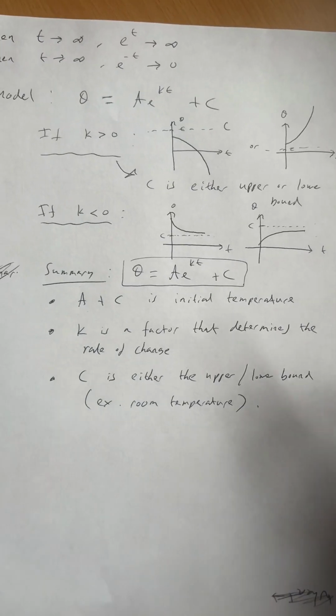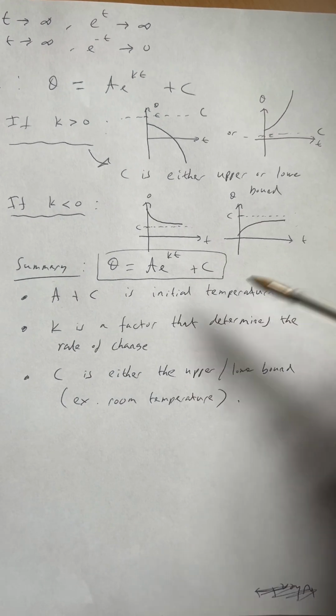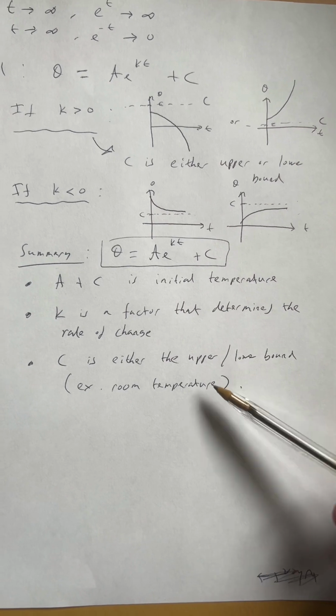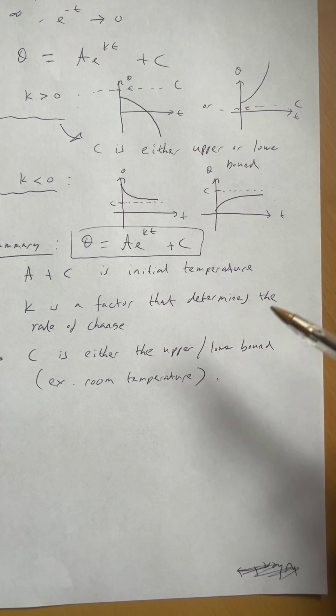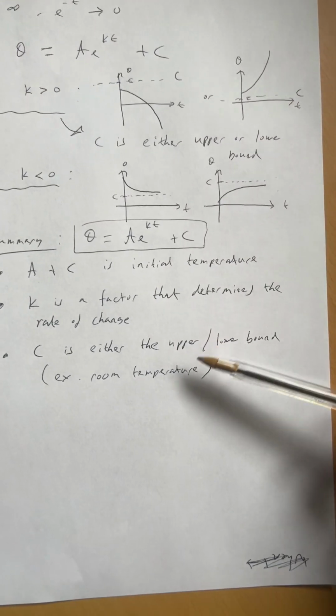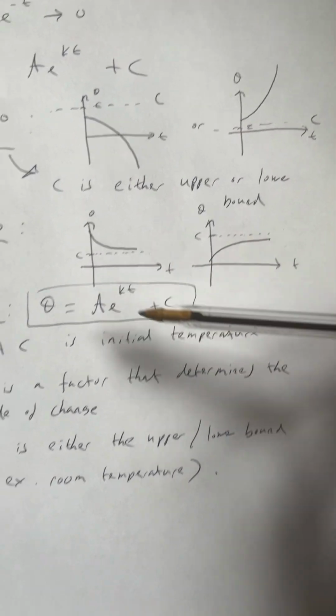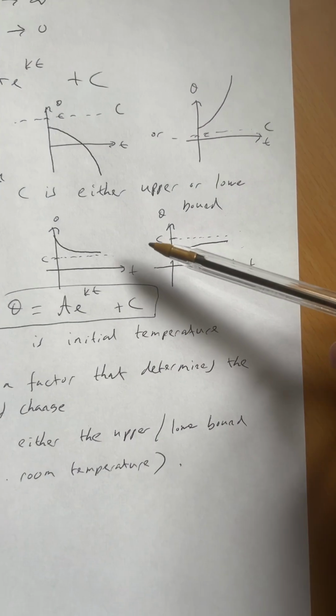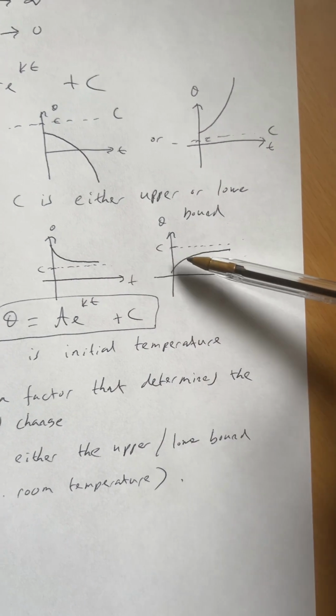So as a summary of this model, A plus C is the initial temperature, K is a factor that determines the rate of change, and C is either the upper bound or the lower bound depending on the curve. So for example, with these two curves, you can think of C as the room temperature as your drink cools or warms to room temperature.